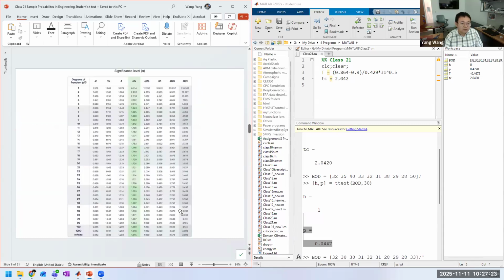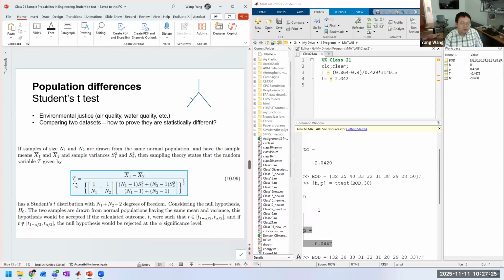So the table is going to be the same, but then you're going to have a different calculation for the t. So where do we use this? We said that it could be water samples from the pollution, but especially recently, people are starting to focus on the environmental justice issue. There are reports saying that poor neighborhoods and richer neighborhoods are exposed to different environmental conditions.